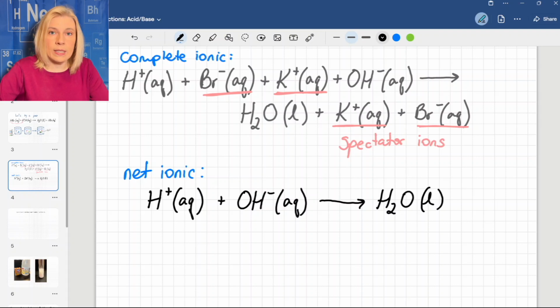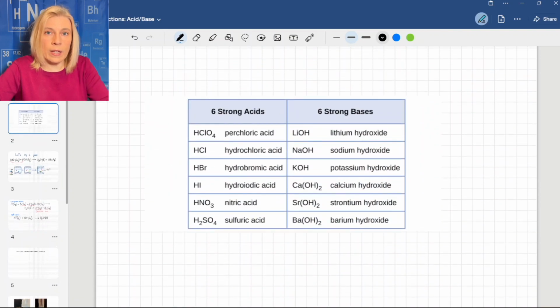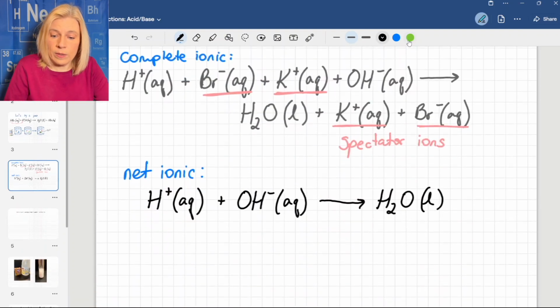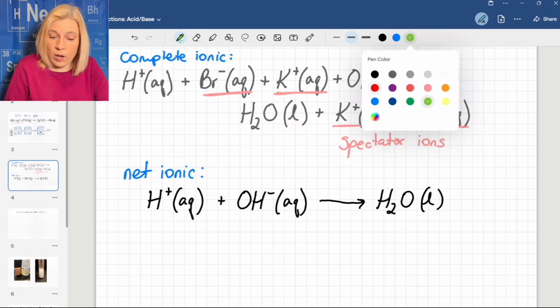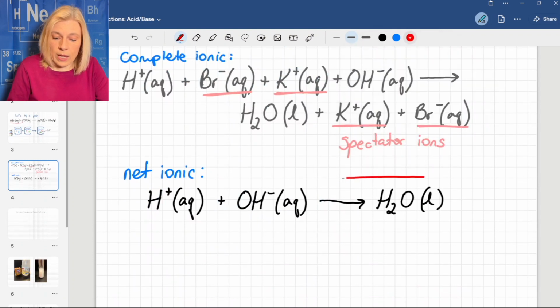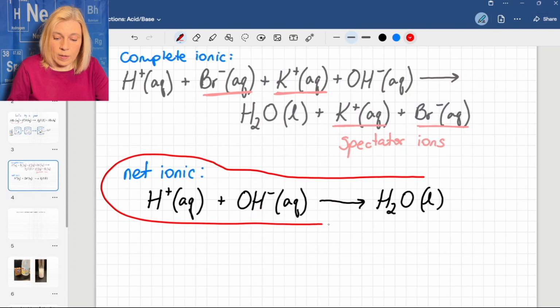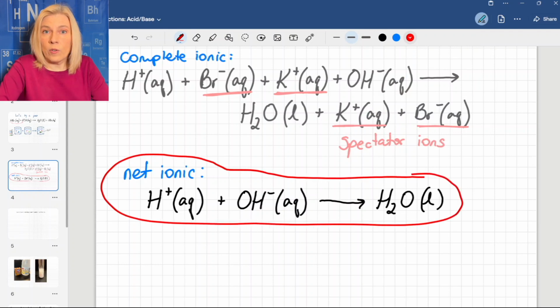And here is something you need to know. For any one reaction of your 6 strong acids being mixed with any 6 strong bases, the net ionic reaction will always be this one. For every acid base, it will be H plus OH minus forming H2O. There we go.